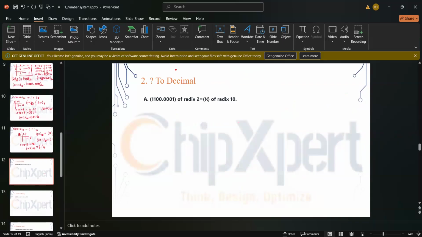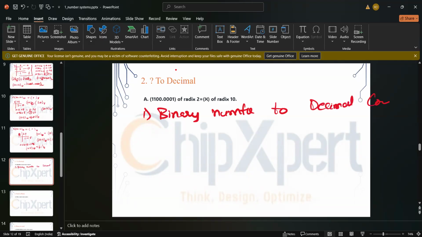So the next one is conversion of any other form into decimal number. How am I going to do that? For this I need to follow some procedure. First, I will convert my binary number to decimal. For this I have a number, 1100.0001 of radix 2. I need to convert this number into decimal form.